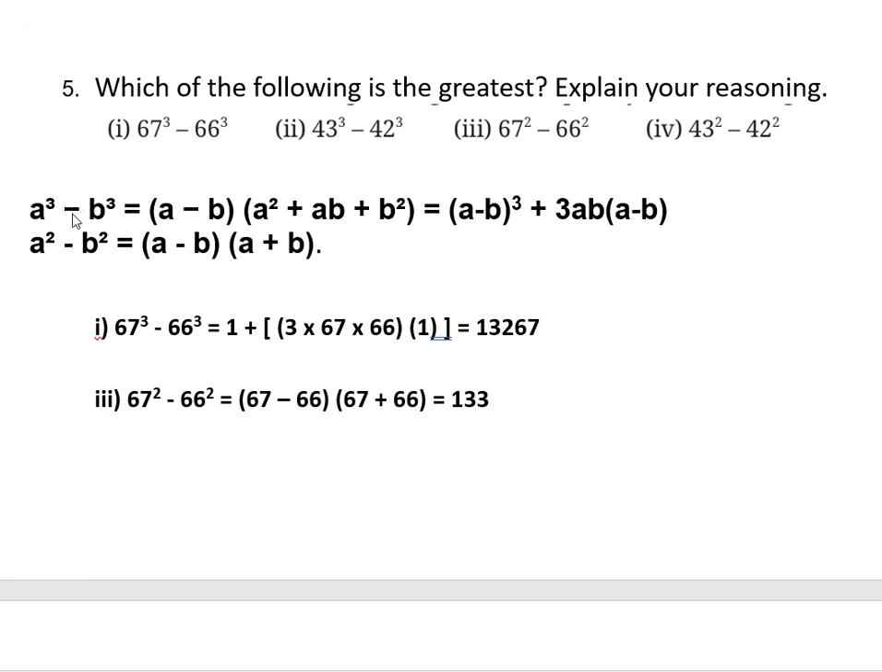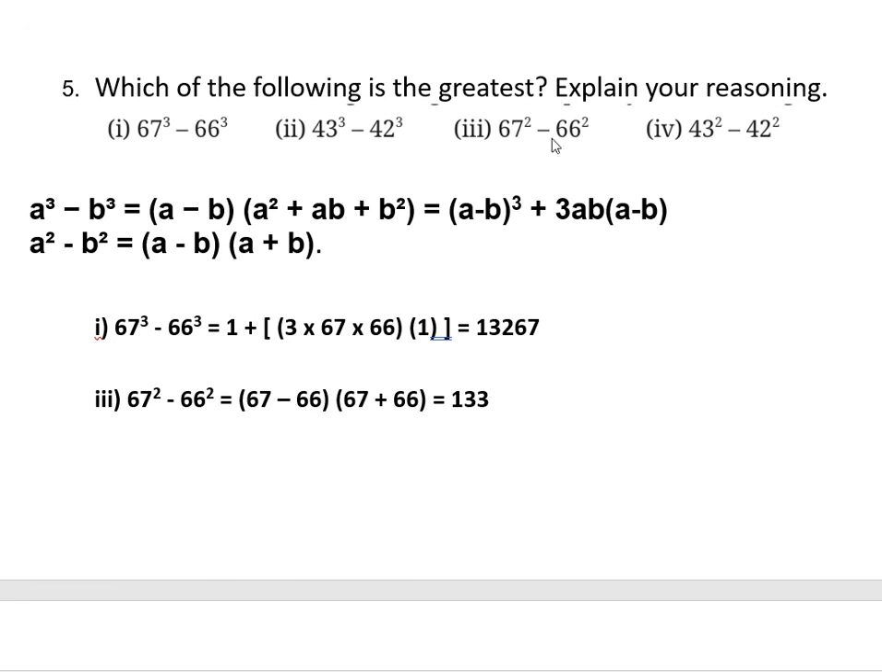Okay, so using the formula a cube minus b cube, let's solve the first one, 67 cube minus 66 cube, using (a minus b) whole cube plus 3ab into (a minus b). So a minus b is 67 minus 66, which is 1. 1 whole cube is 1, plus 3ab, 3 into 67 into 66, into (a minus b), which is 1. When we solve this, the answer is 13267. So this is how we can solve using this particular formula. It becomes easy to find the answer of a cube minus b cube.